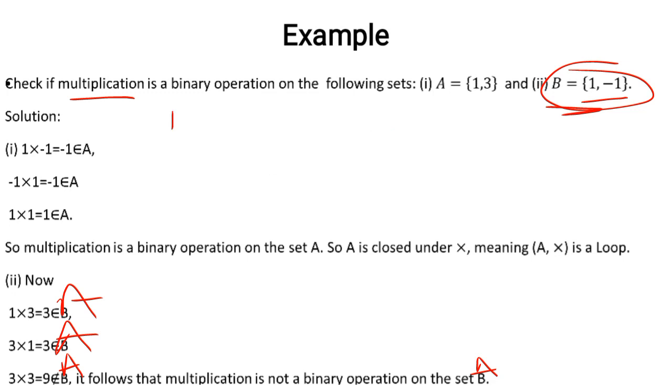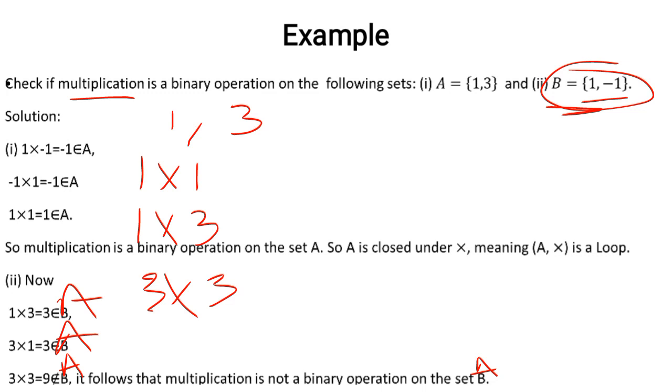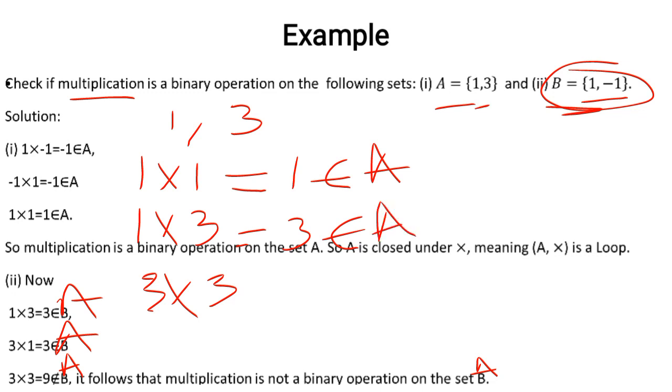A has elements 1, 3. What are the possible combinations? We have 1 times 1, 1 times 3. What else? 3 times 3. That's all. So 1 times 1 is 1. Agree? Is it in A? Yes, it is in A. 1 times 3 is 3. Is it in A? Yes, there's 3 here in A. What is 3 times 3? 3 times 3 is 9. This is not in A.